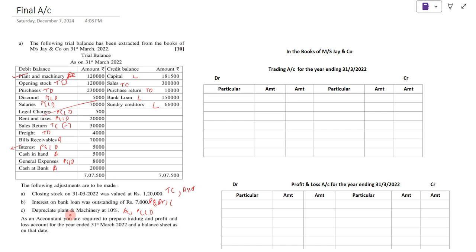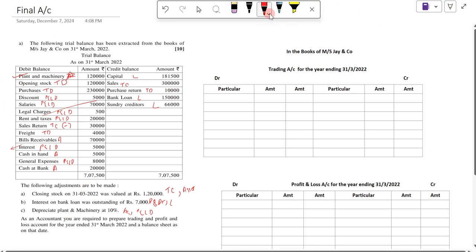Now we will solve the example. Now first we have plant and machinery.